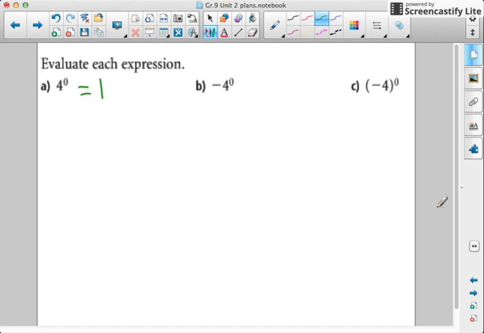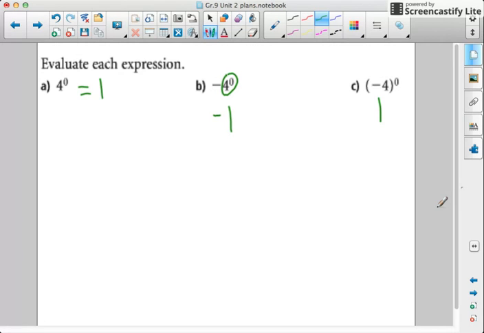This part B on here is a little bit tricky because this negative sign is not part of the base. So we're going to do this first, and then that negative sign is just going to get put on it. So 4 exponent 0 is 1, but this negative sign has to go on it. So that equals negative 1. Now C, the negative 4 is all in brackets, so that 0 gets applied to all of it. So that equals a positive 1.